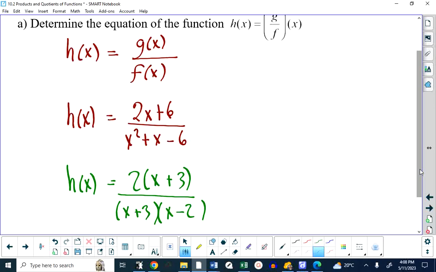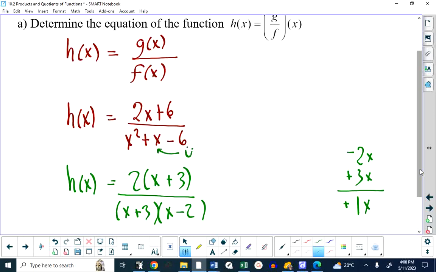I'm not there to answer your questions, but I also just don't want you sitting there copying stuff down without thinking. If I expand that out, my outer product will be negative 2x. My inner product is positive 3x. Those add to give 1x, which is in fact what I have there.